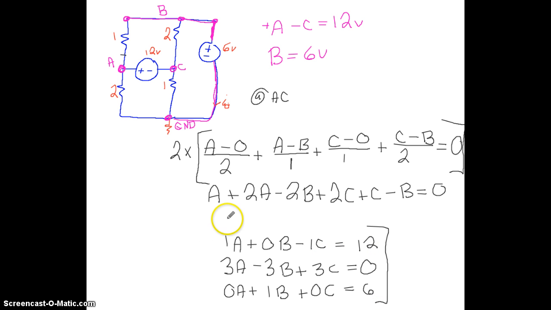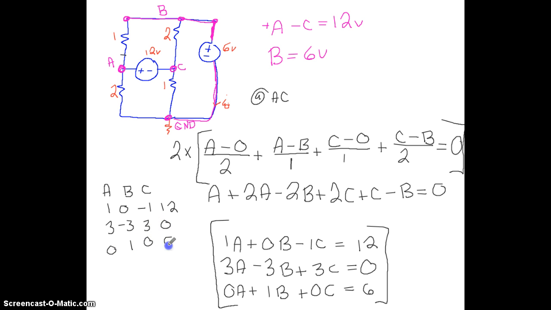Now if we plug this into a matrix, we would want it to look like this with none of the A's or B's or C's in it, but with little placeholders for them. So the first column is going to be represented by A, the second by B, and the third by C. The last number is going to be represented by the number on the other side of the equal sign. So we're going to have 1, 0, negative 1, 12. And then we're going to have 3, negative 3, 3, 0, and 0, 1, 0, 6.